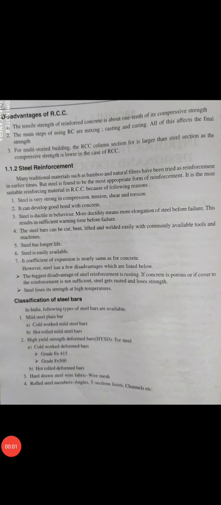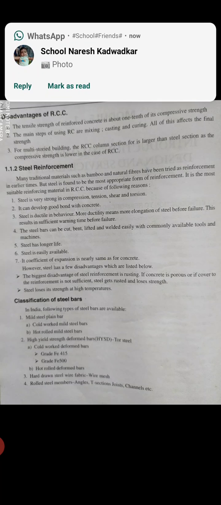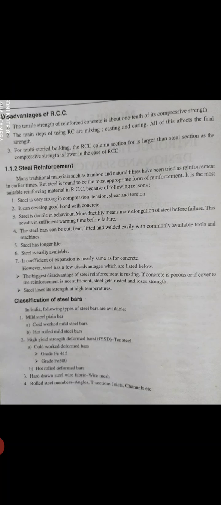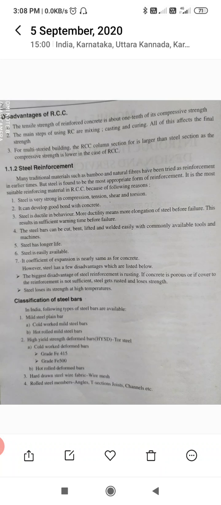Steel reinforcement. Many traditional materials, such as bamboo and natural fibers in the early days, have been tried as reinforcement in older times, but steel is found to be the most appropriate compared to the other building materials used as reinforcement. So it is the most suitable reinforcing material in RCC, for some reasons given below.